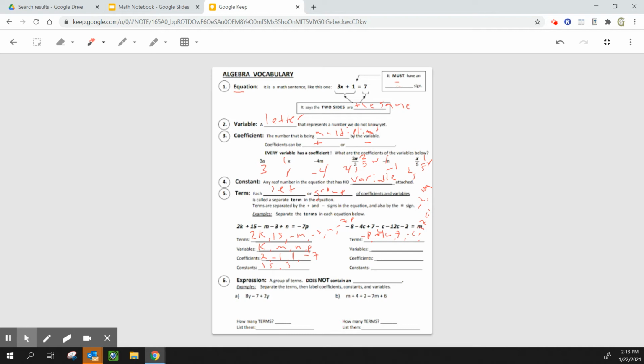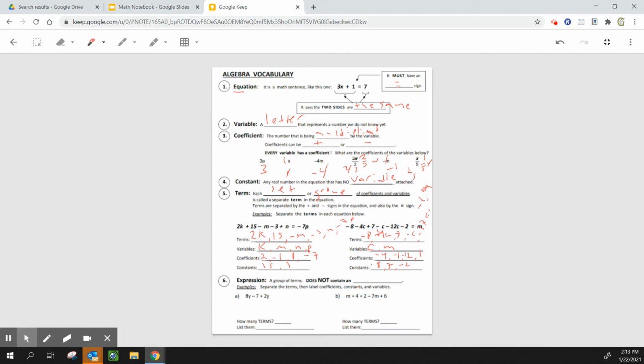Variables, so the letters in the problem. There's c, c appears a couple times, and there's m. Coefficient, so what multiplies by the variables? I have the minus 4 by the first c, minus 1 by the next c, minus 12 by the third c, and then there's a 1 in front of m. And then constants, they're numbers without variables, so that's negative 8, the positive 7, the negative 2.